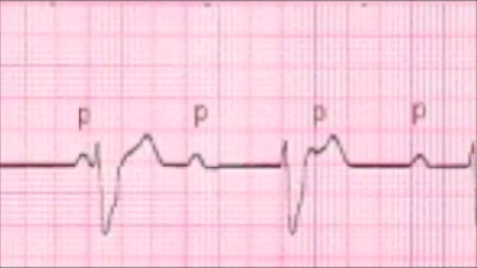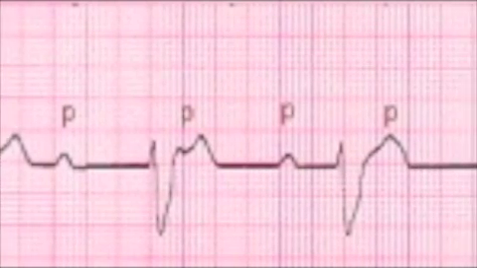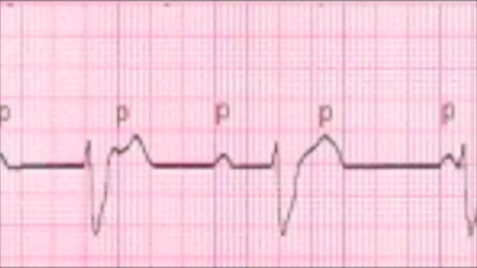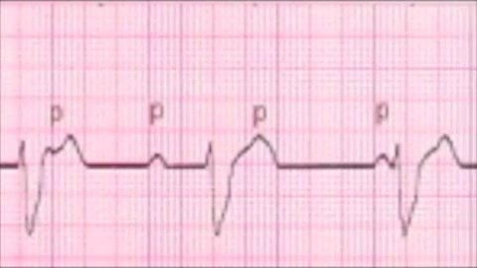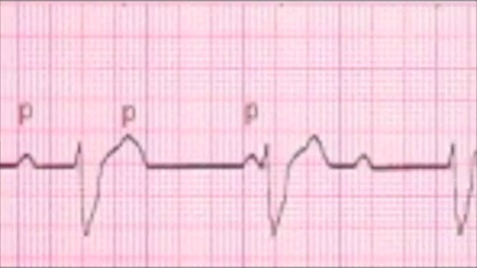This is third degree heart block, or complete heart block. Please notice that the P waves and the QRSs are completely dissociated from one another. This is a serious condition and usually requires a pacemaker to be put in.